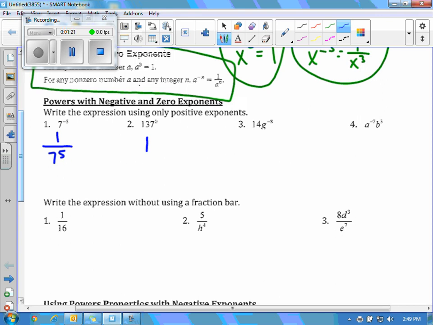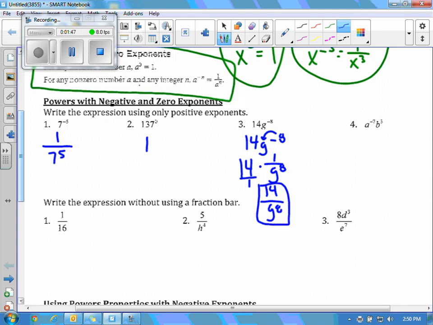For number 3, we have 14g to the negative 8. Now I'm going to rewrite this, because the important thing I want to show you is the negative 8 goes with the g, and only the g. So that means we have 14 times 1 over g to the positive 8, and then we can rewrite that, if we multiply, as 14 over g to the 8. So again, the negative 8 is only with the g.